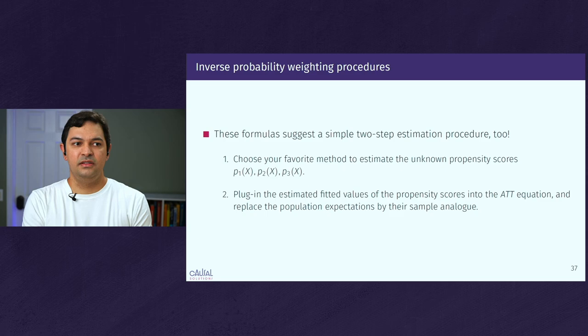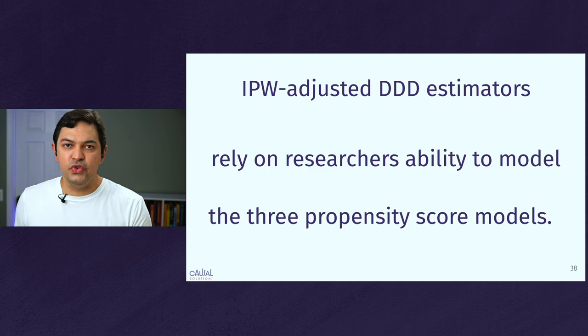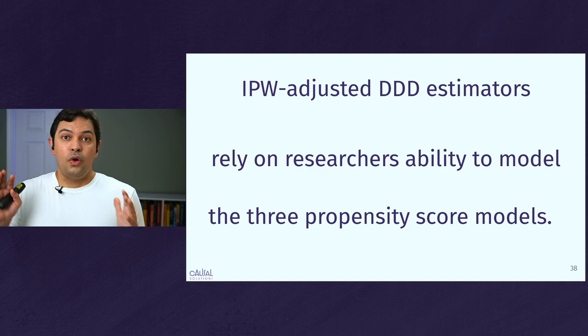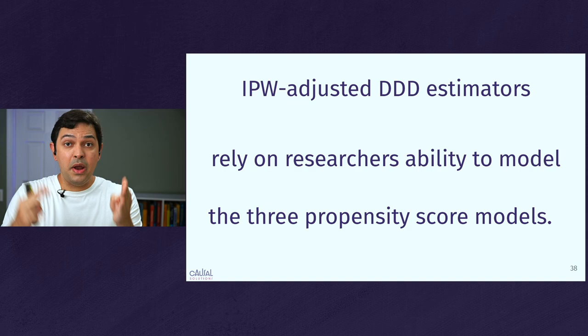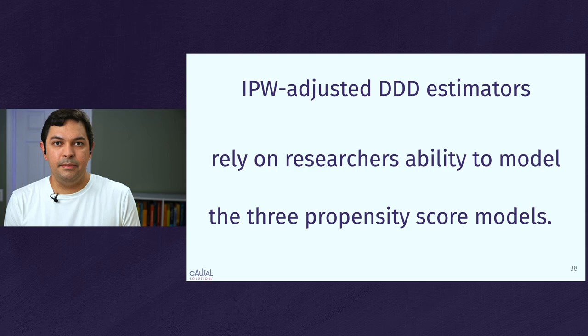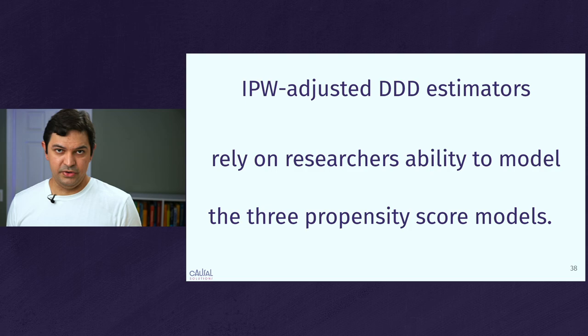And again, in order to reliably use these IPW adjusted triple difference estimators, we rely on our ability to model these propensity scores. Compared to the simple diff-in-diff IPW estimator, here we have to estimate three different propensity scores. Before it was only one. So again, this is more demanding, right? Which is interesting, because to relax some identification assumptions, we're going to strengthen our modeling assumptions. This is interesting, and you have to take that into account when moving forward.